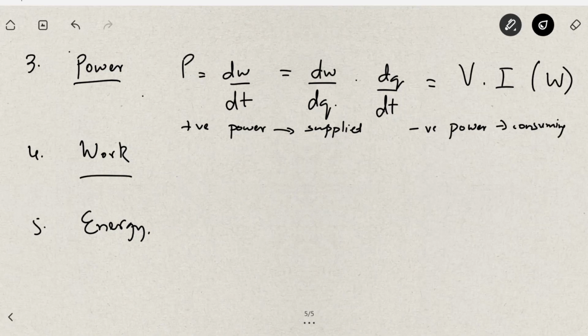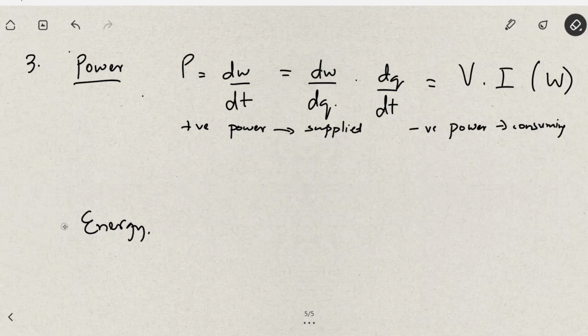Then we have work. We do not represent work exactly. Then we have energy. Now why is energy important? Because you are actually charged in terms of energy. How many units you are consuming, you are charged for that. That unit is actually a measure of energy. How much energy you have consumed is what you are actually charged for.